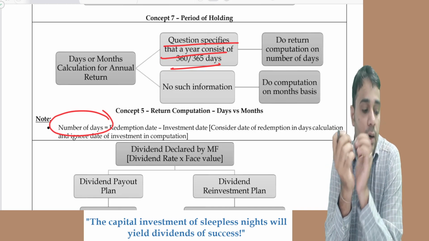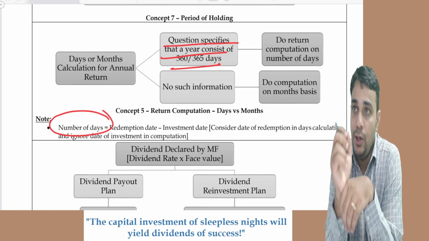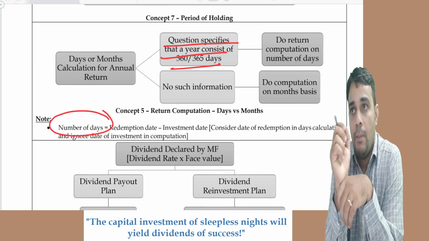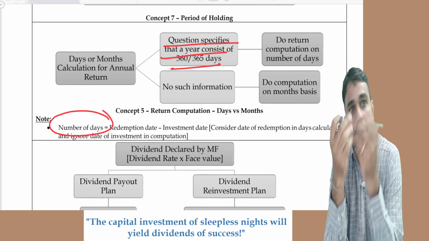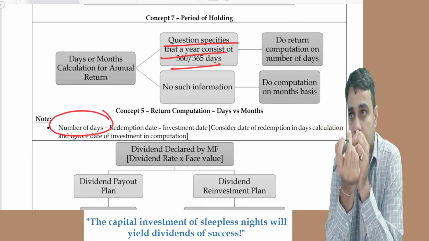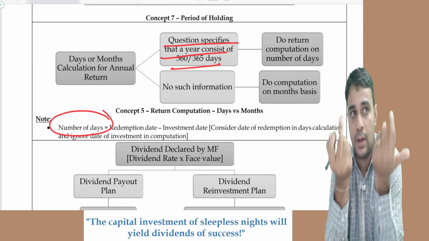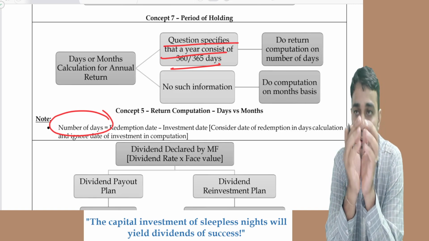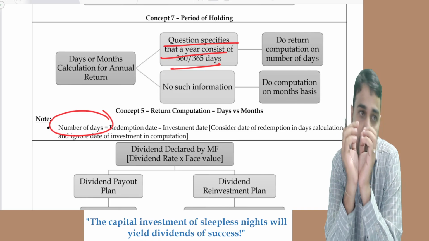In the practical world, what matters is, if somebody says I invested on March 1, did you invest on March 1 morning or March 1 evening? Morning means consider in the days calculation. Evening means ignore in the days calculation. That clarity you will give me in the practical world. In exam, you give me a question without clarity, I don't know what to do. So there will be clarity missing on the number of days part. It will be a headache only.